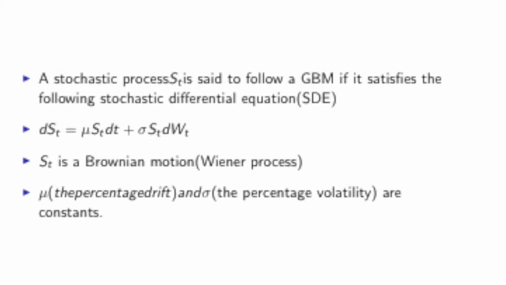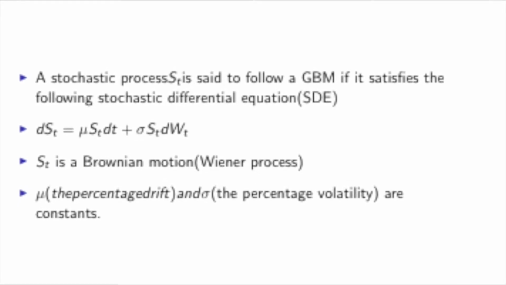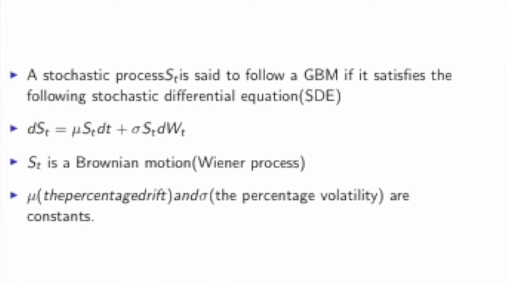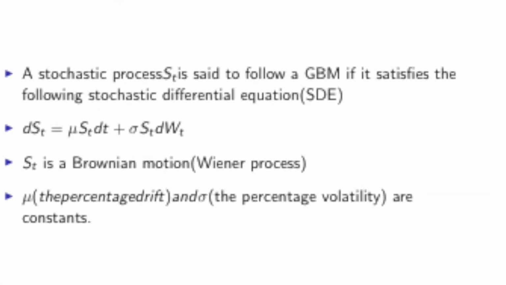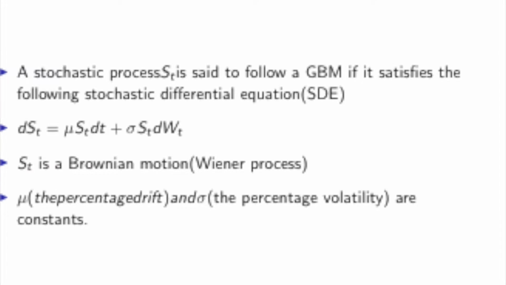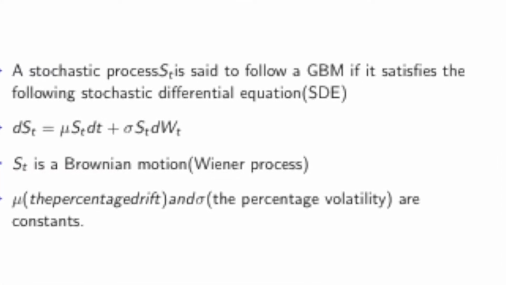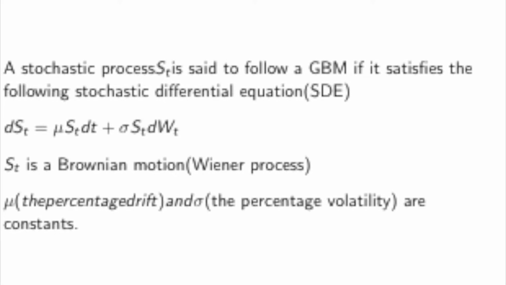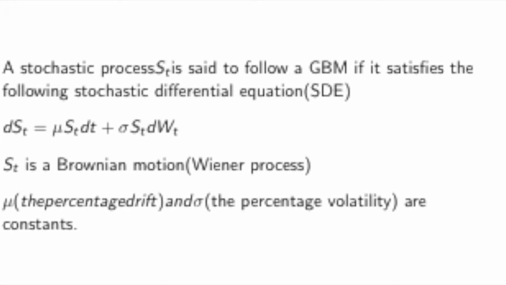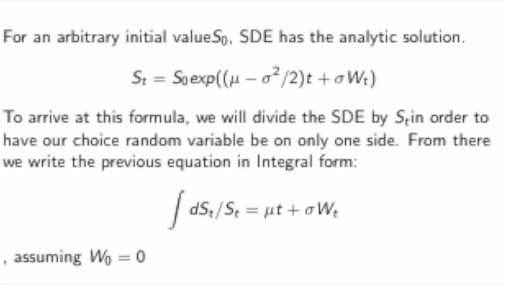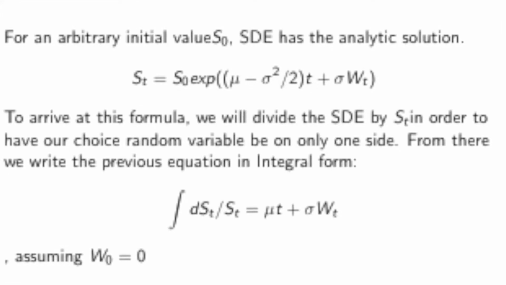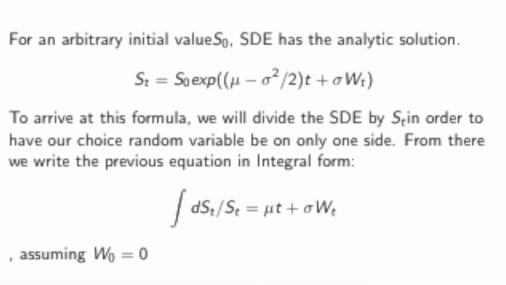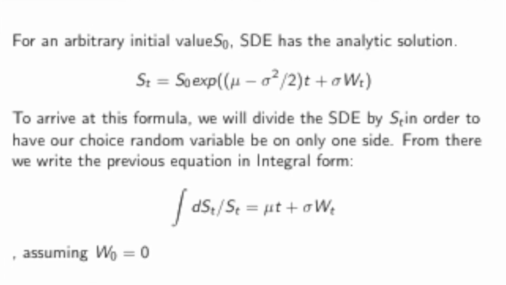A stochastic process S(t) is said to follow a geometric Brownian motion if it satisfies the following stochastic differential equation, where W(t) is a Brownian motion and mu and sigma are constants. For an arbitrary initial value S0, the stochastic differential equation has the analytic solution.